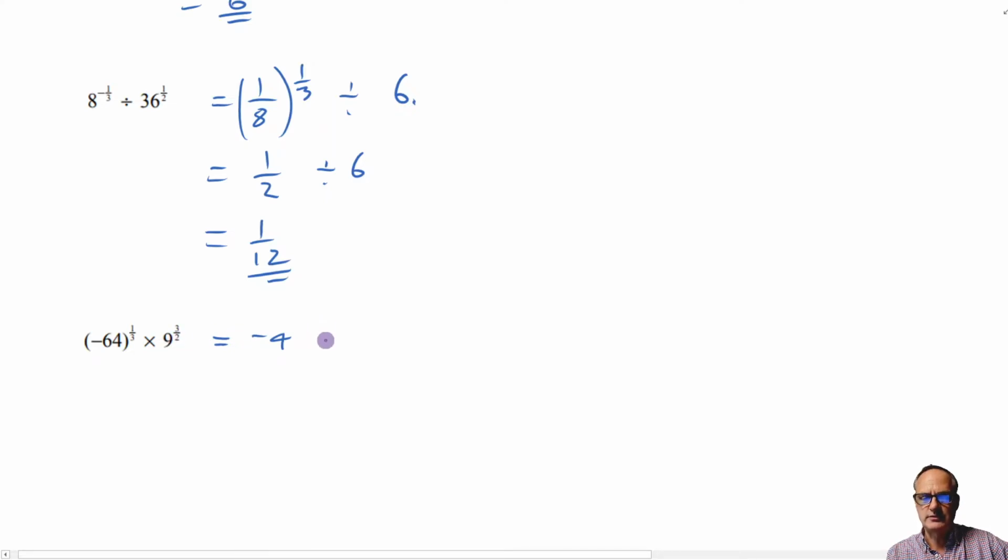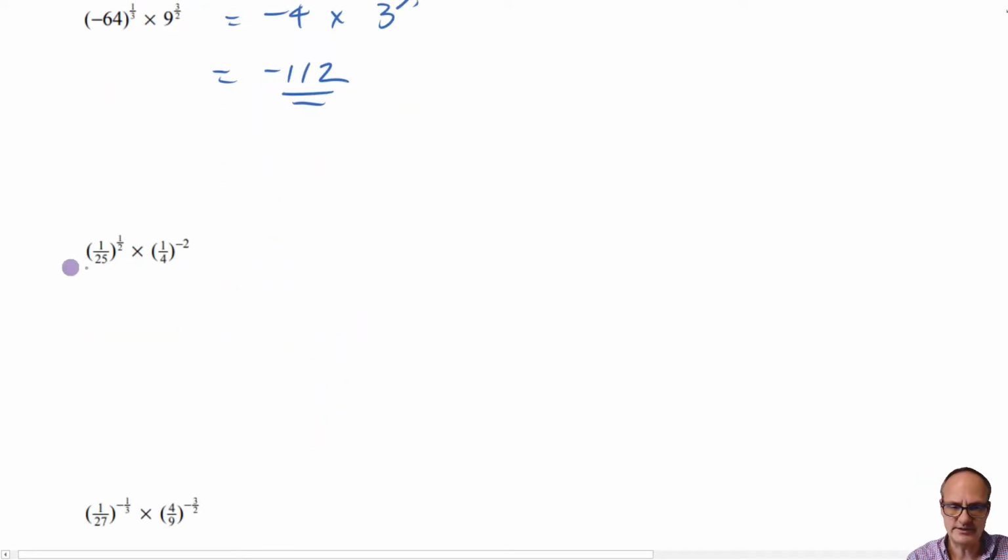So 9 square root is 3. So we've got times 3 cubed. And 3 cubed is 27. So you've got minus 4 times 27. And therefore, that's minus 4 times 25 is minus 100. We've got another 2 times 4. So that gives me minus 108. Let's see what we've got here.